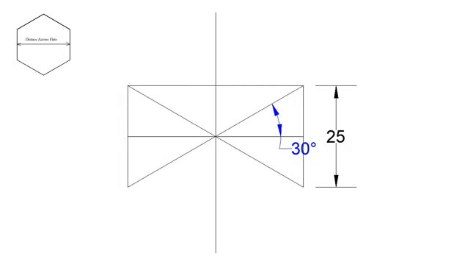Notice that we already have two equilateral triangles, this one and this one. Two equilateral triangles pointing towards each other. So the next step is to draw a vertical line passing through the center.